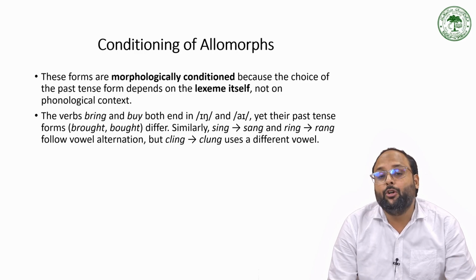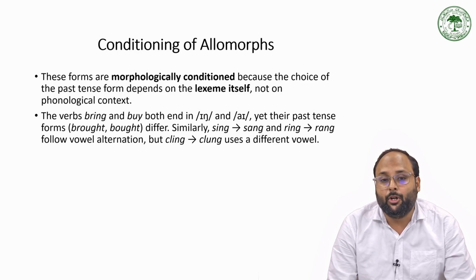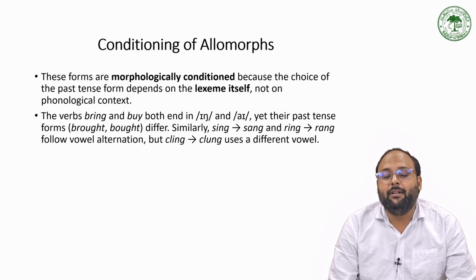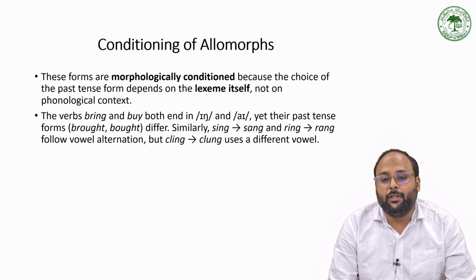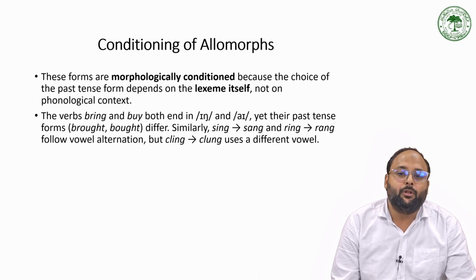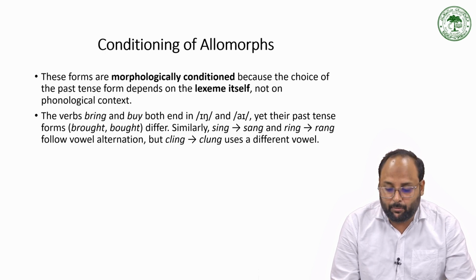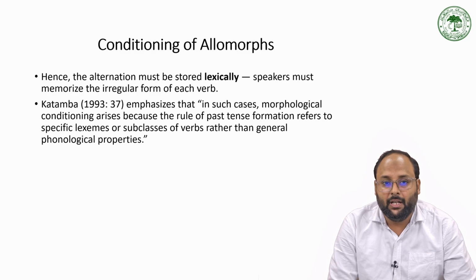differ from the regular pattern of past morphemes, because in the regular pattern we add ed. In the same way, we have examples like sing, sang; ring, rang. These are also vowel alternations, where the forms use a different vowel. These are also irregular forms, and they do not follow the regular pattern. That is why they are not considered phonologically conditioned. They are morphologically conditioned allomorphs.